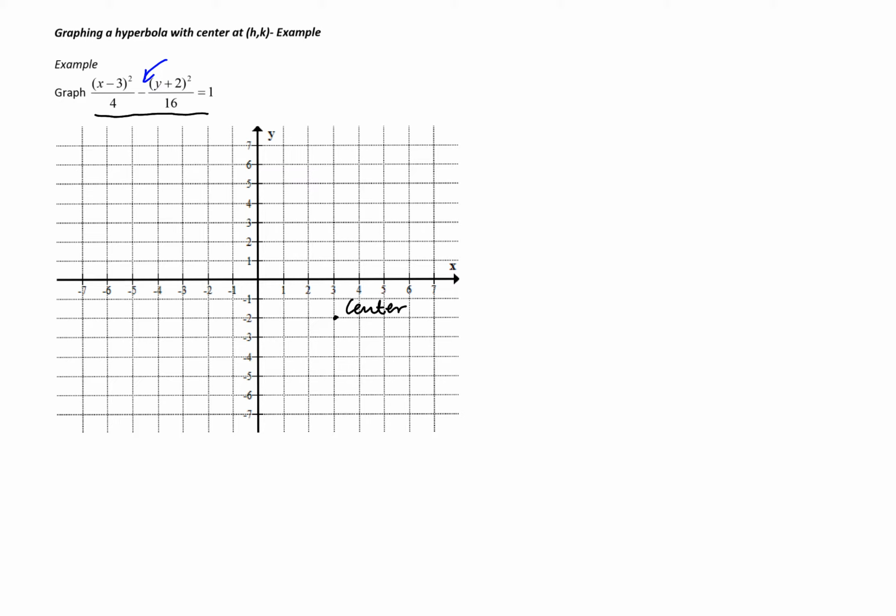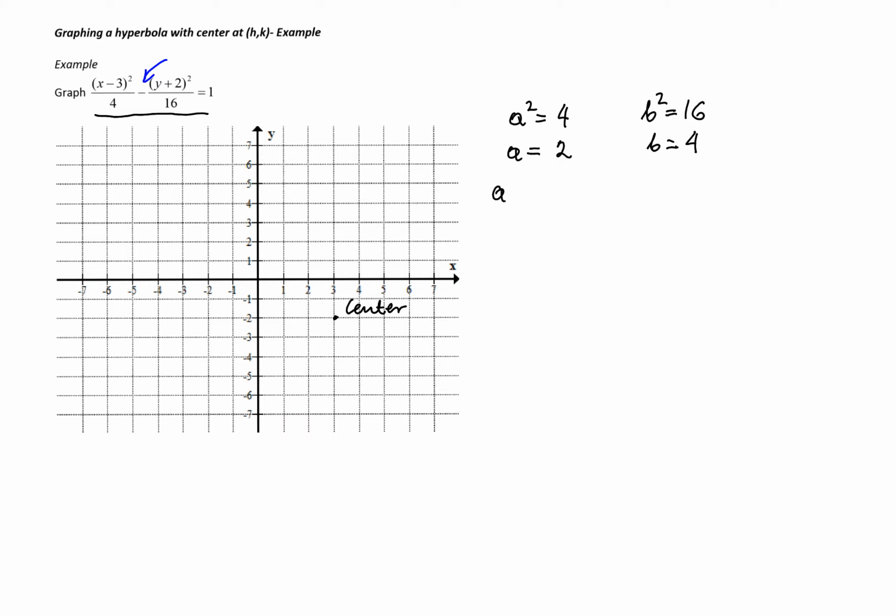This tells me that the vertices of that hyperbola are on the line that is parallel to the x-axis passing through the center. It also tells us that a squared that appears in the standard equation comes with the x variable. And therefore, we can say that a squared is equal to 4 and b squared, the other number, is 16. And therefore, we can say that a is the square root of 4, which is 2, and b is the square root of 16, which is 4.